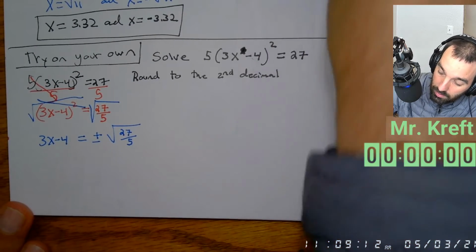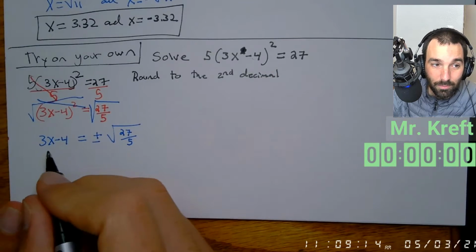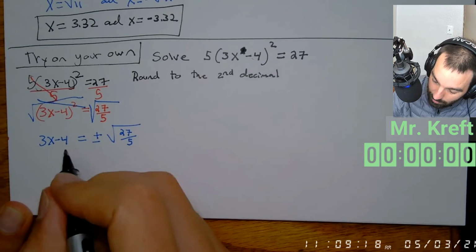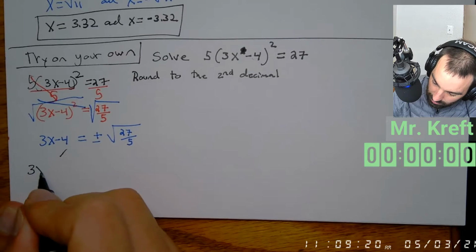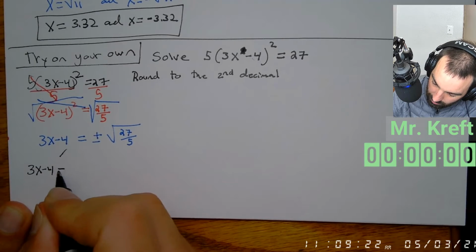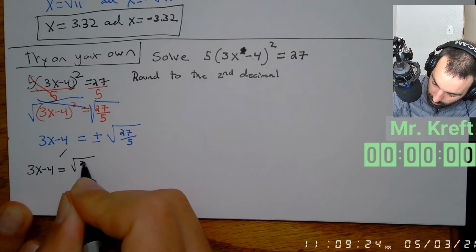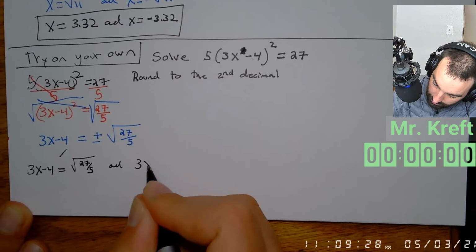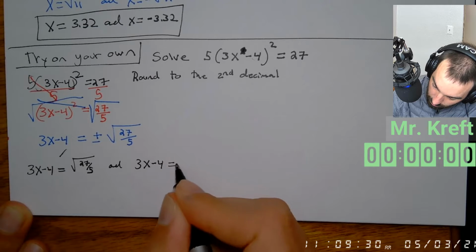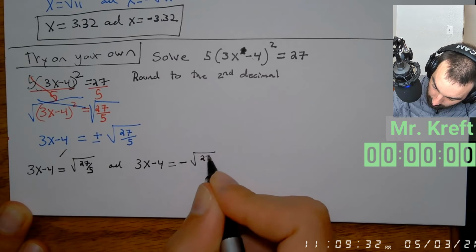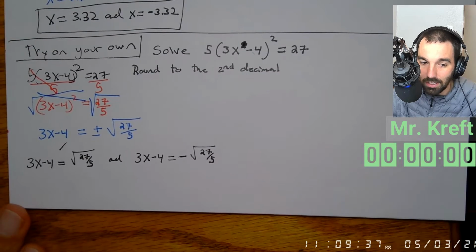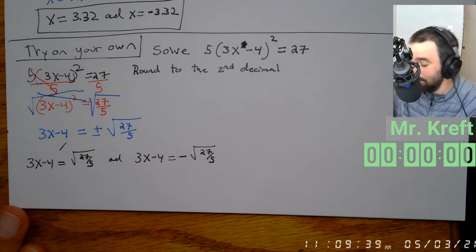So what does plus or minus mean? Plus or minus means I'm going to have 2 equations. I haven't solved for x yet, so x isn't by itself. I'm not done. So I'm going to get 3x minus 4 equals the square root of 27 divided by 5. And I'm going to get 3x minus 4 equals the negative square root of 27 divided by 5. So again, it looks ugly, but the calculator is going to do all of this for us.